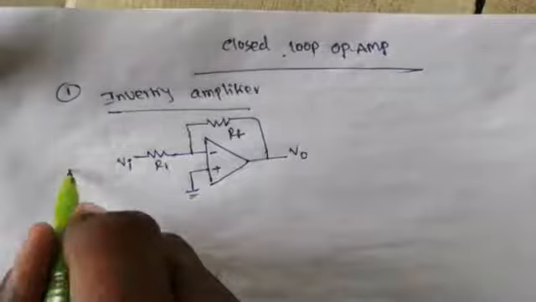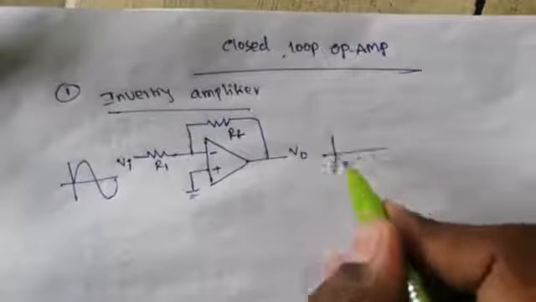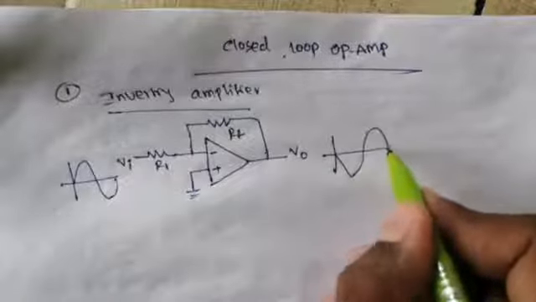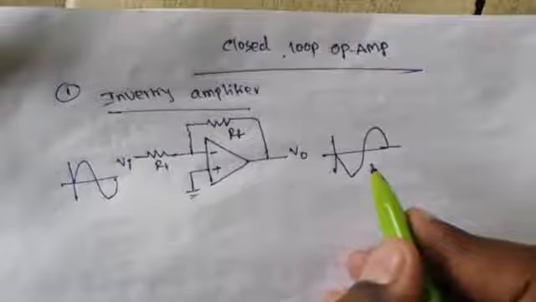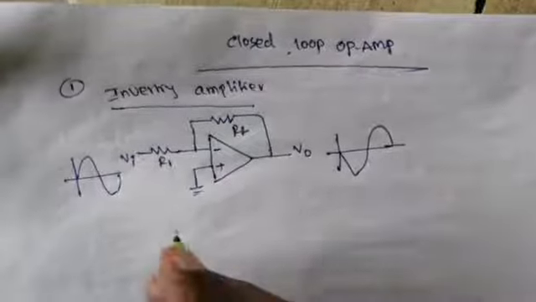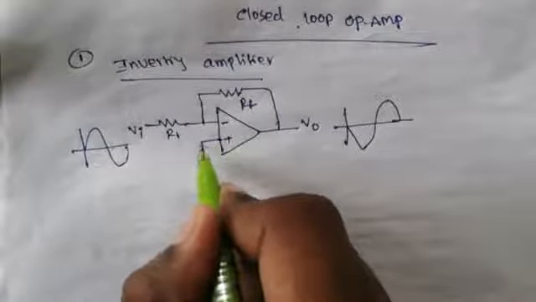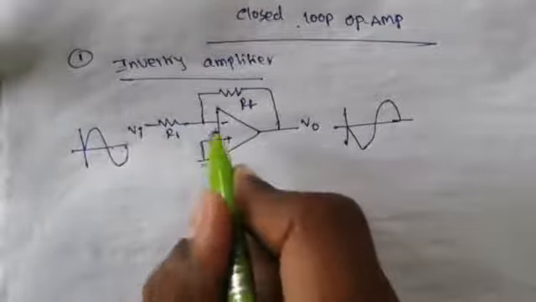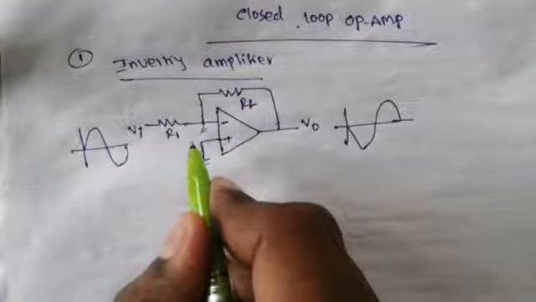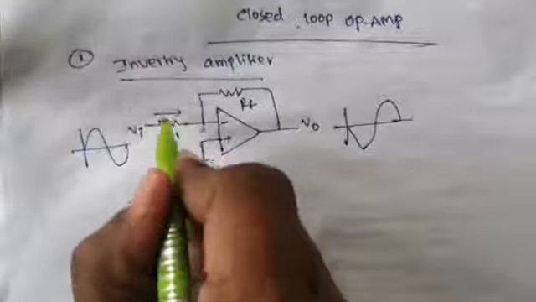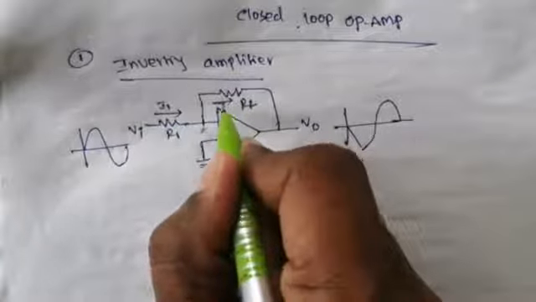Then the input voltage you can assume to be a sinusoidal signal. The corresponding output voltage will be the inversion of this sinusoidal signal. Why? Because it is an inverting mode operational amplifier. How will it be studied? This is called a virtual ground: if one input is connected to the ground, the other input of the operational amplifier is also effectively at ground. So the current passing through this network will be I1, and this current you can call I2.